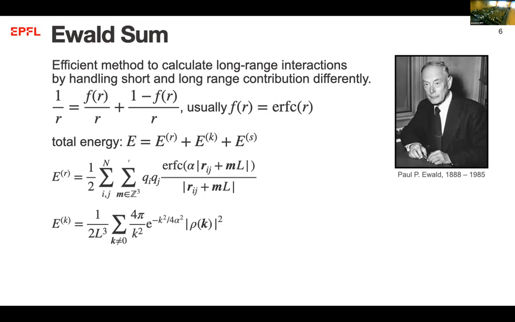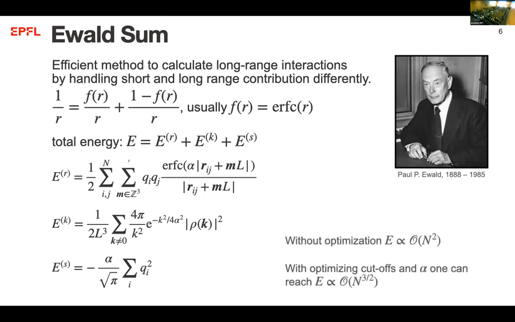Then you get a k-space term. There you again see the k² term, which comes from Poisson's equation, and also the Fourier transform of a Gaussian, because in a simple picture what you do is put a Gaussian charge cloud on all your point charges, and this is how you do this construction. And then, of course, you get a correction term. If we look at the scaling, this scales quadratically with the number of charges. You can treat this by optimizing it to N^(3/2).